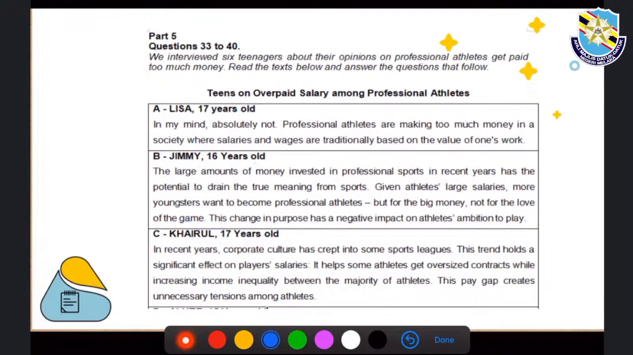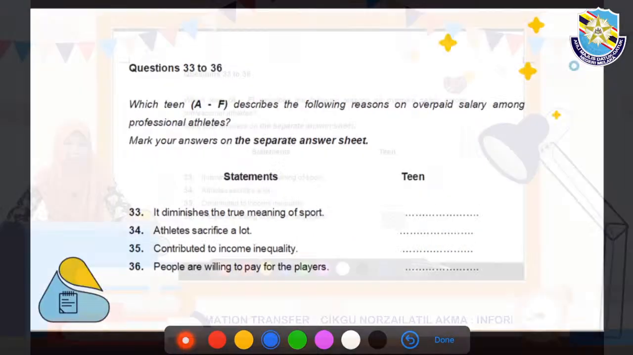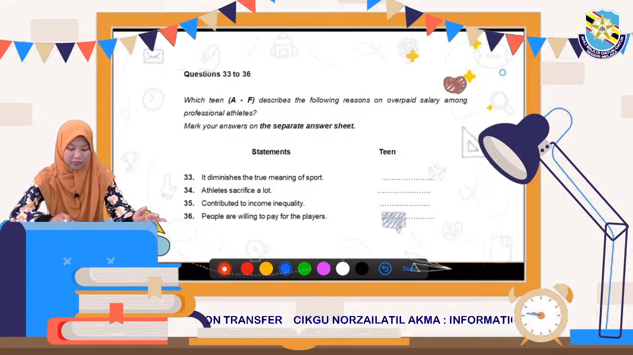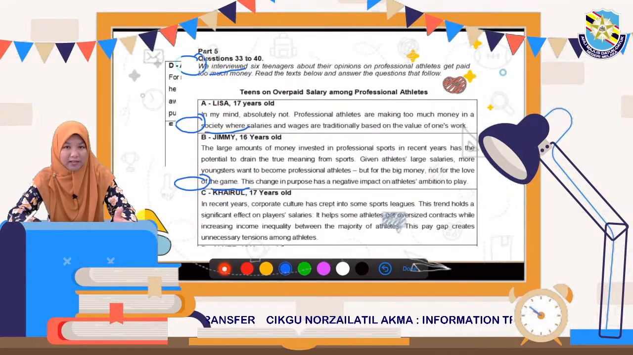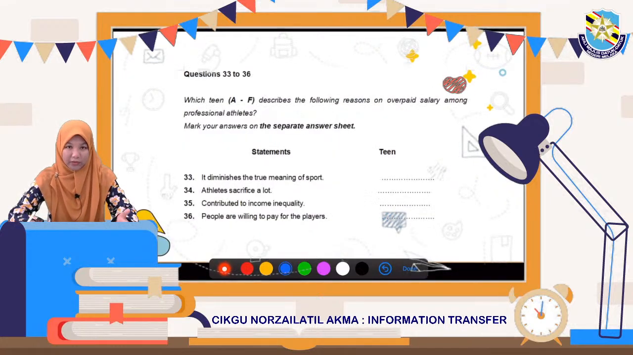Here is the second part of the text. We have Ayi, Adam, Mutu. They are 15, 13, and 16 years old. Again, they are basically teenagers in secondary school. Maybe they are your juniors. This will be the sample question. These two parts are the text, and this will be the sample question.